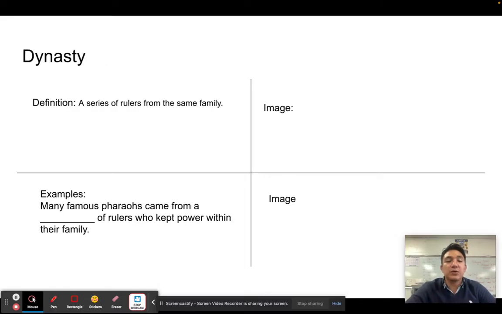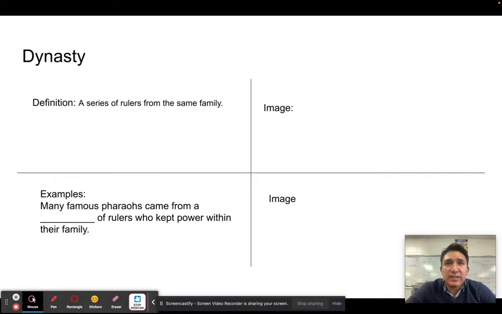During mummification, blank were used to carry the organs of deceased pharaohs. All right, and our last one is dynasty. And I'm not talking about the 1980s show. A dynasty is a series of rulers from the same family. So for a lot of pharaohs, if a pharaoh came into power, it was typically because one of his parents had been a pharaoh. They always tried to keep the family line going, so that if a son died, they would always have someone else in that family to keep all that power under one family.